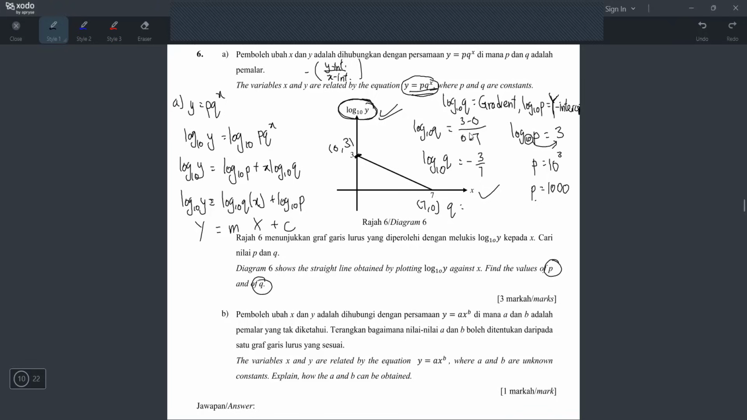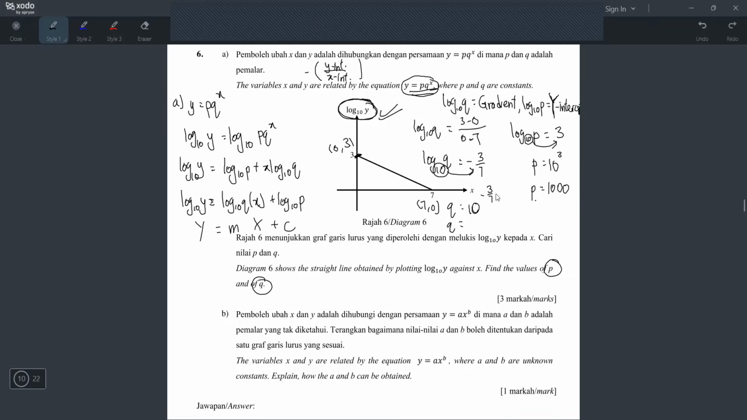Q will be 10 power negative 3 over 7. Because this one is log base, same thing, you perform anti-log. What happens when you move the log base to the other side? It becomes the number base, right? And then, okay, let me erase this. And then the negative 3 over 7 will just be the power, right?